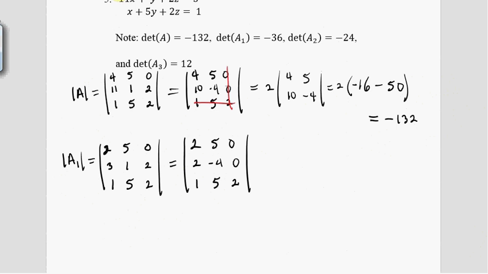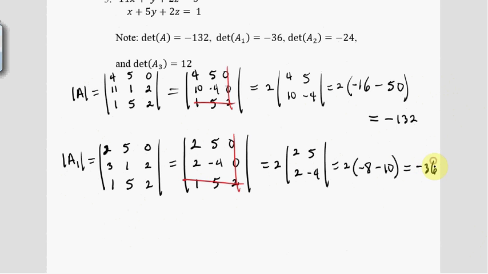So now I expand along here for the determinant. So this is that 2 times the determinant of the submatrix 2, 5, 2, and negative 4. So negative 8 minus 10. So here we get negative 18 times 2, negative 36.